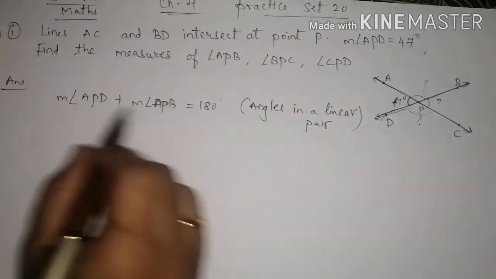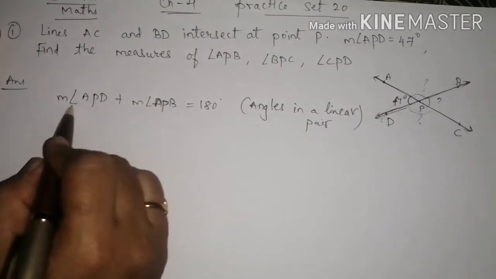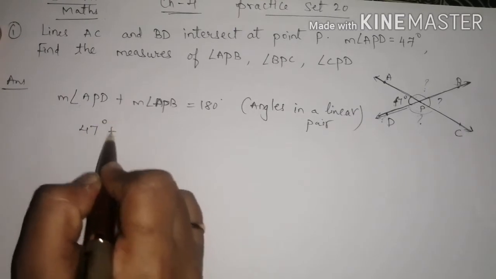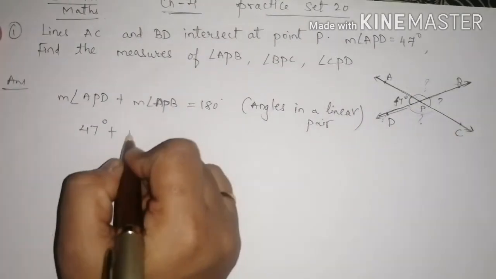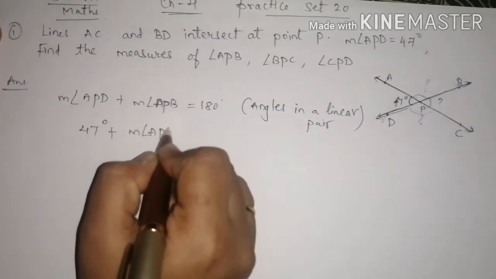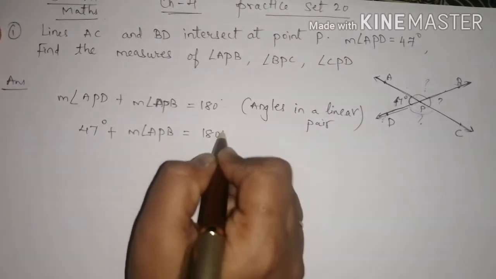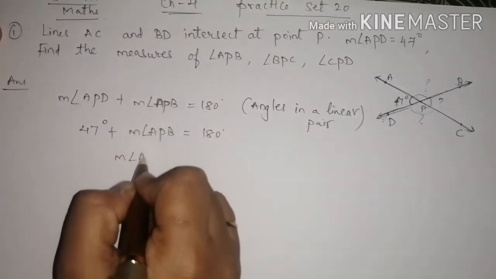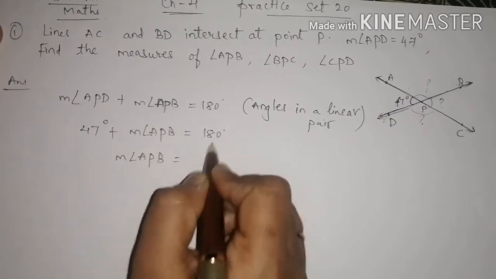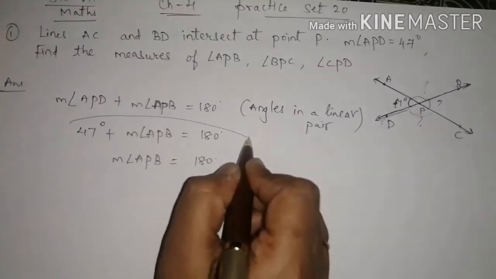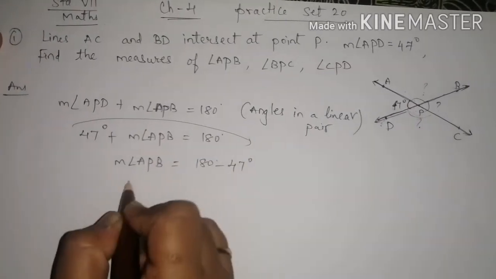Now out of that I know APD. How much is it? 47. So I will write here 47. I have to find out APB, so I will keep it as it is. APB is equal to 180 degree. So APB I have to find out. I will keep it on the left, 180 degree. This plus 47 will go to this side and will become minus 47.